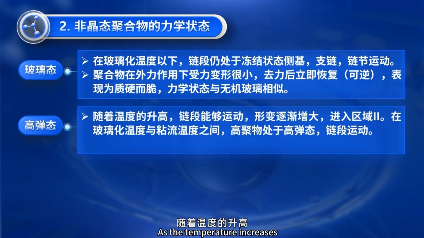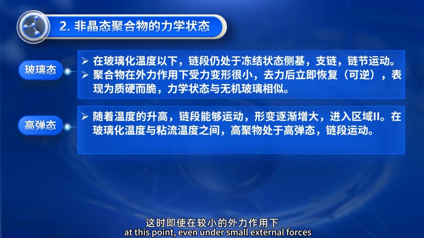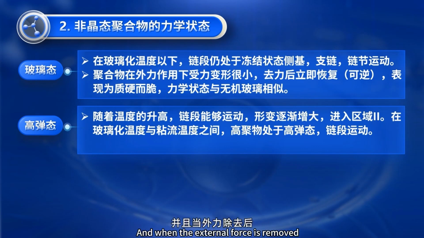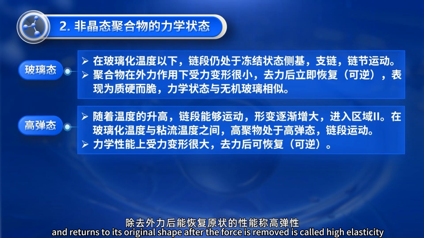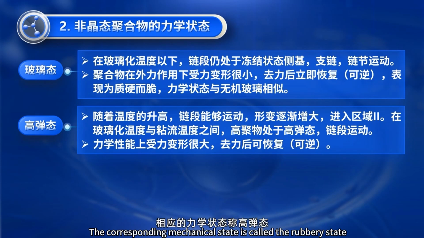As the temperature increases, the chain segments can move. The deformation gradually increases, entering region 2. At this point, even under small external forces, a large deformation can rapidly occur. And when the external force is removed, the deformation can gradually recover. The property by which a material undergoes large deformation under an applied force and returns to its original shape after the force is removed is called high elasticity. The corresponding mechanical state is called the rubbery state.